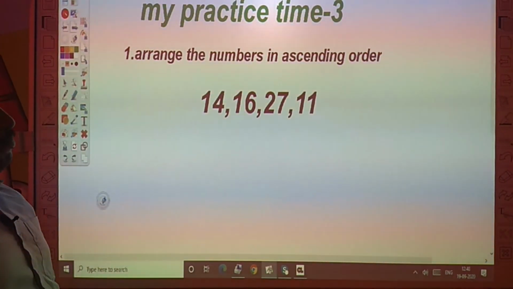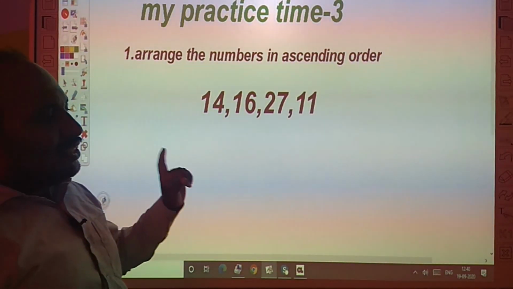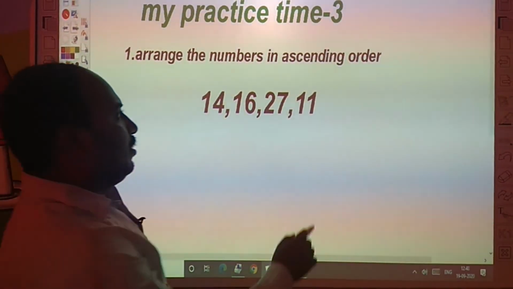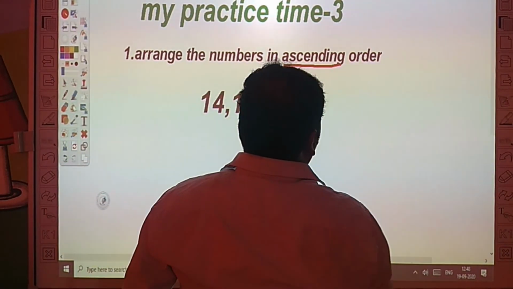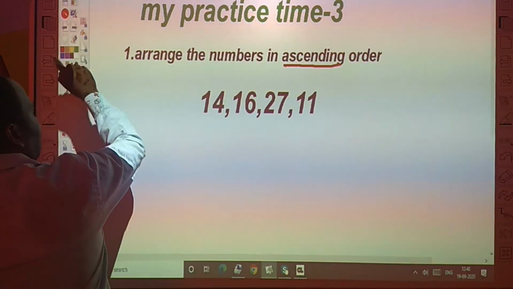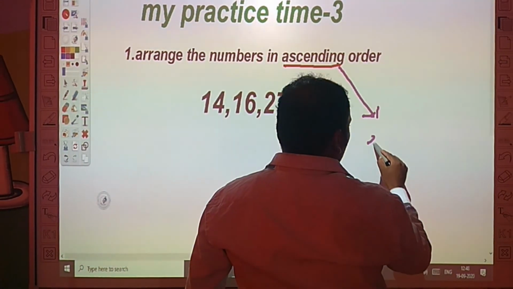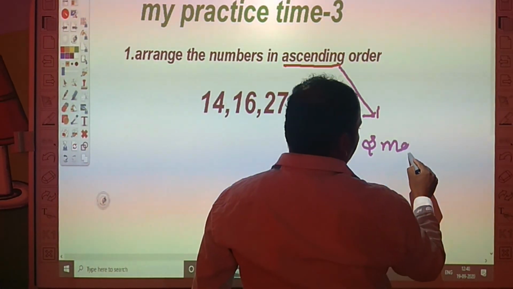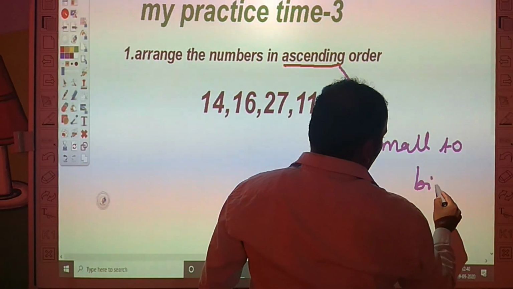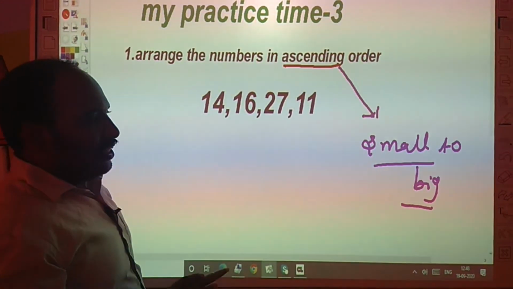The next one, my practice time 3. First one, arrange the numbers in ascending order. Ascending order means small to big. Small to big is called the ascending order.